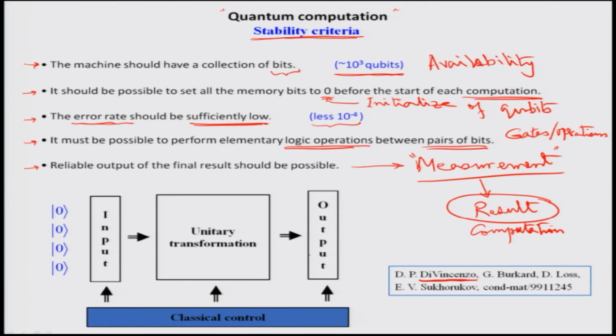Pictorially, such a system can be shown in this kind of a graphical term, wherein we have the input which goes into the unitary transformation system, which can be controlled if necessary by classical concepts, and then finally to get to the output, which can be the result leading to computation. So, that is the basic idea behind the quantum computation that can be utilized to ensure that it is a computation of use.